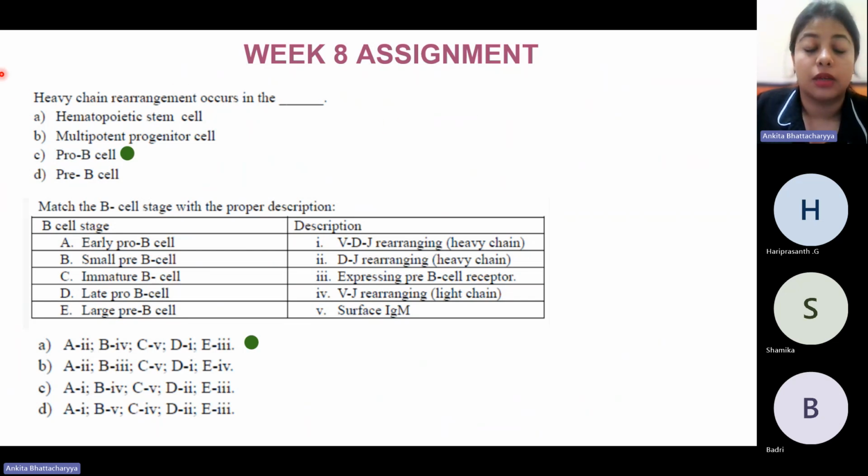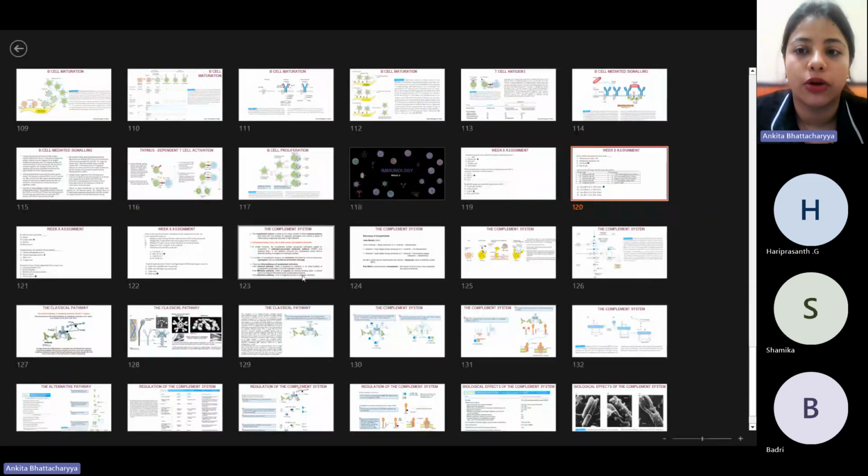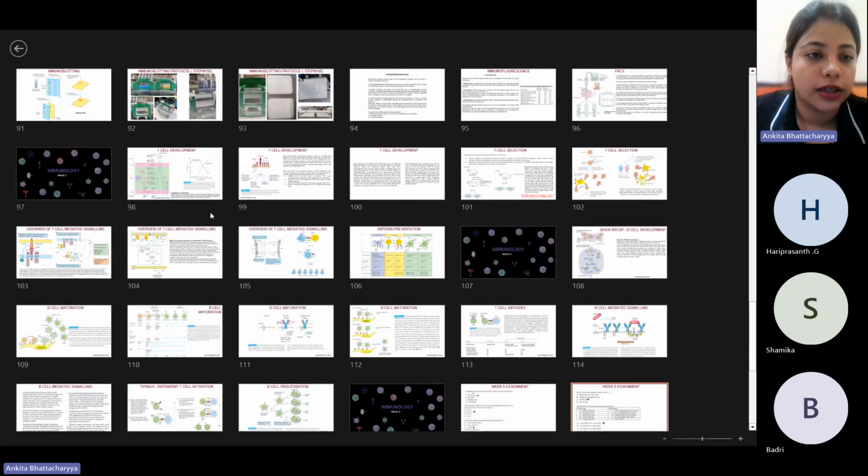So the question asked here is about heavy chain rearrangement. If you read the question a little properly, whenever we are talking about gene rearrangement or heavy chain rearrangement, it means that it is occurring within the genes which are coding for the antibody or for the B cell receptor. And obviously the B cell receptor fate comes up a little later. I'll go back again. I think the slides and the schematics are always more helpful in this regard.